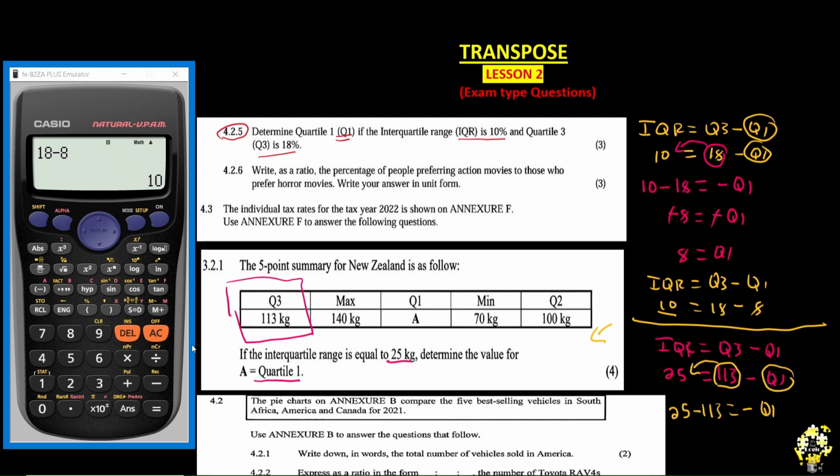Now here, let's go to our calculator. 25, when you are subtracting your 113, it says that it's a negative 88. Negative 88 is equal to negative Q1. By now, you know what we do. If they are both like this, you can just cancel them. It simply means that it's Q1 equals 88.